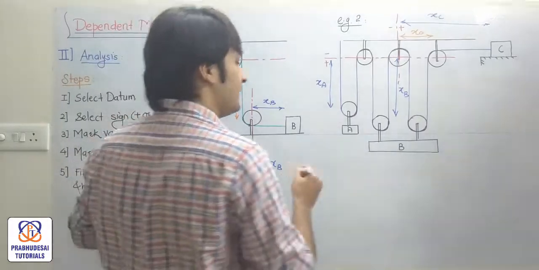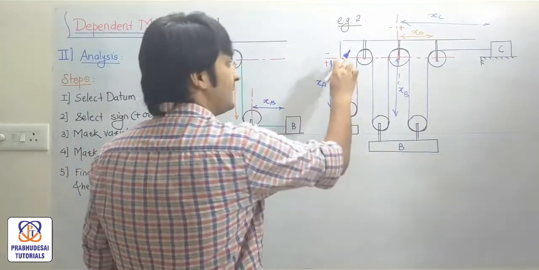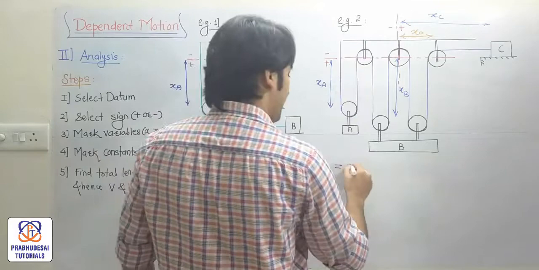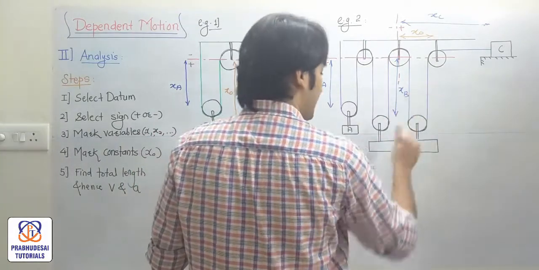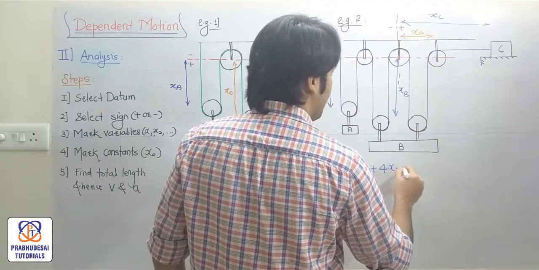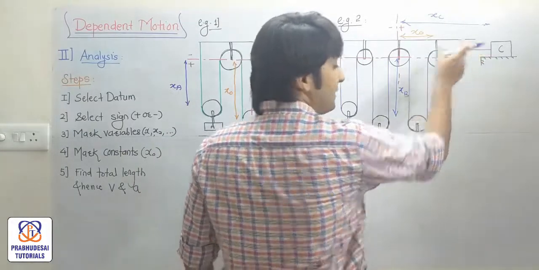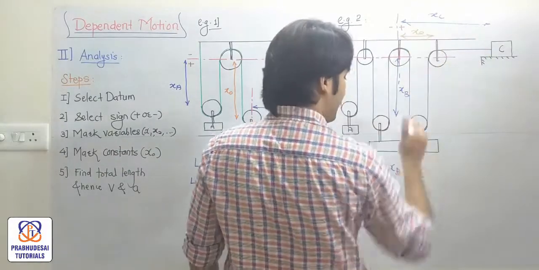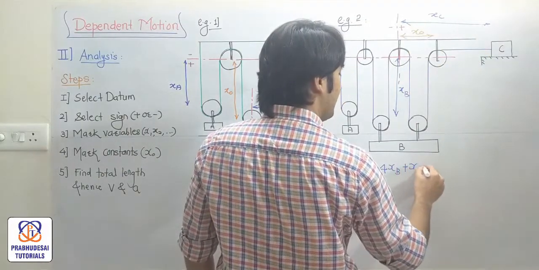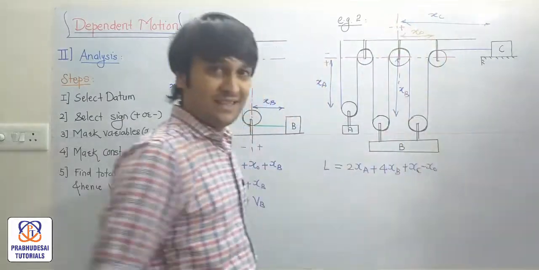How to measure total length? Check this. L is equal to XA plus XA, means 2XA, plus XB, XB, XB, XB, that means 4 times XB, correct? Plus what is this distance? Check this carefully. This is going to be XC minus X0. So plus XC minus X0. Remember this one. Is that okay?